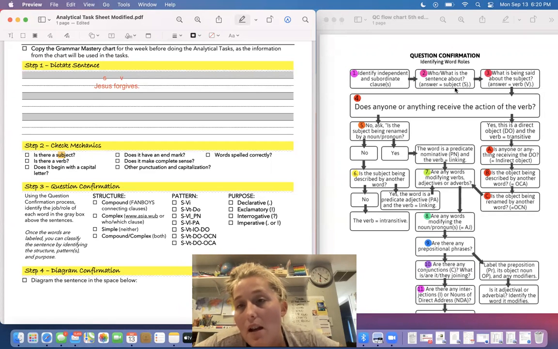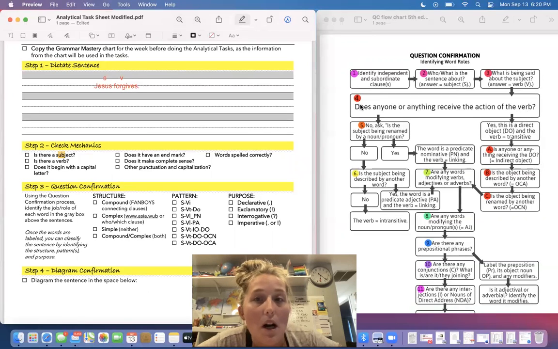Then number 3, once you have the subject labeled: what is being said about the subject? What is being said about Jesus? Jesus forgives. So forgives is what's being said about Jesus. Now that is the verb. So the answer to that question is verb.